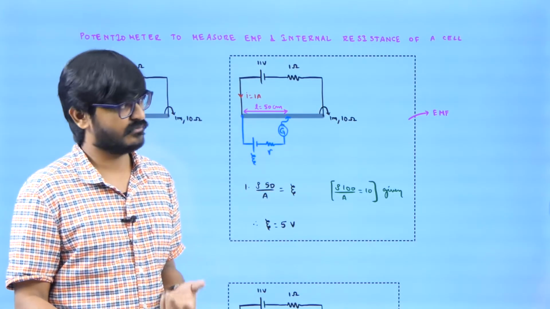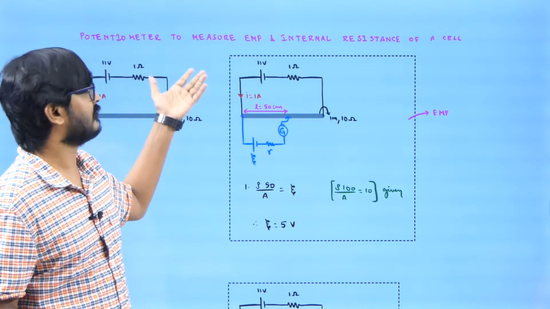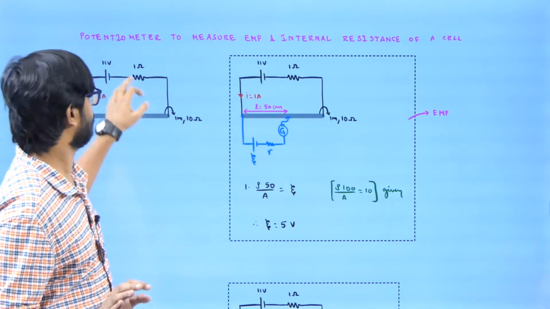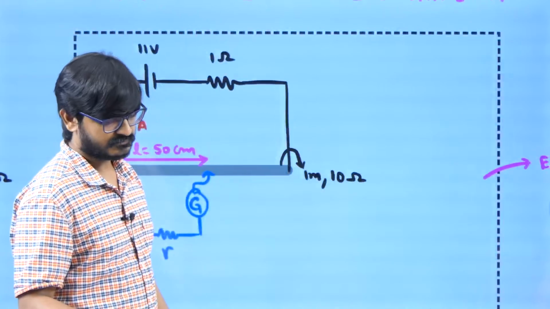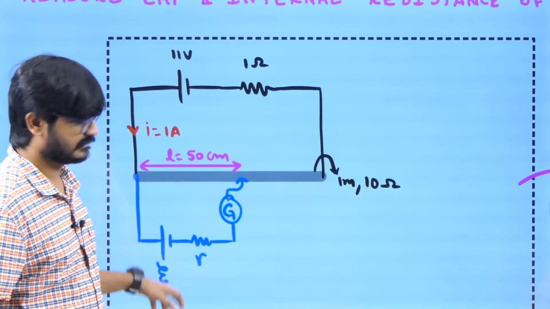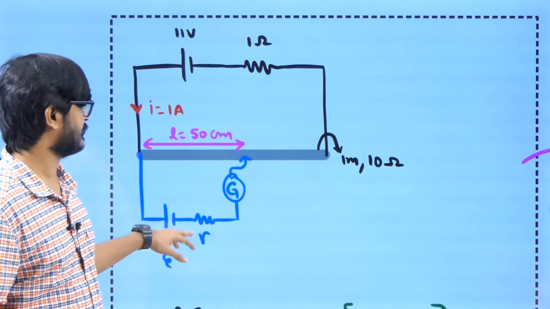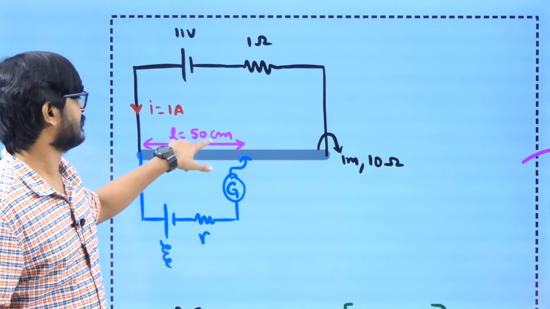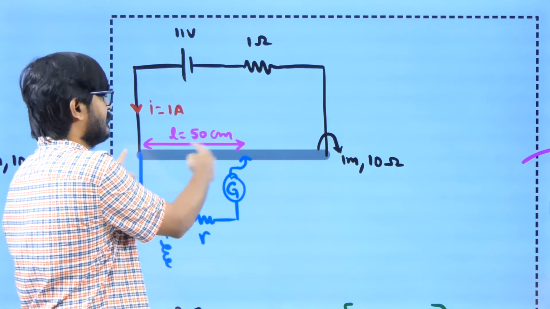Now potentiometer, we are trying to use it to find the EMF of an unknown battery and its internal resistance. Now the same circuit I am taking. Now I am joining some battery with unknown resistance and unknown EMF. It showed zero deflection when the length is 50 centimeter. This is the only thing that I can measure.